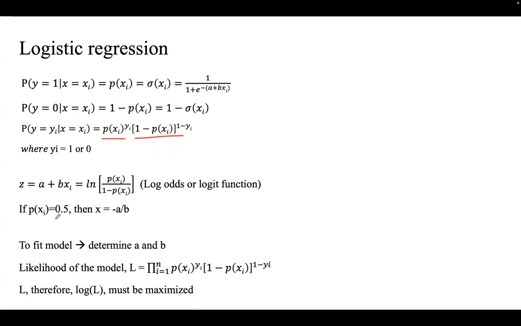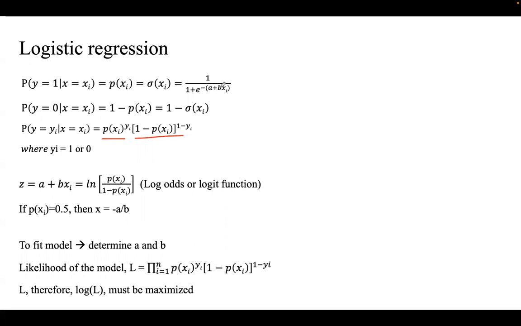And another important calculation-related piece of information is that for this value to be 0.5, so halfway, xi is actually going to be minus a by b, these two coefficients.